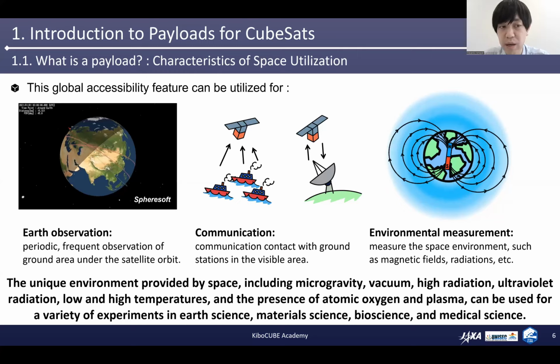The unique environment provided by space, including microgravity, vacuum, high radiation, ultraviolet radiation, low and high temperatures, and the presence of atomic oxygen and plasma, can be used for a variety of experiments in earth science, material science, bioscience, and medical science.